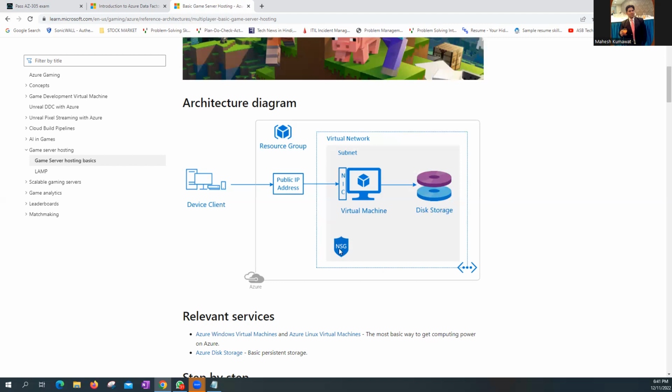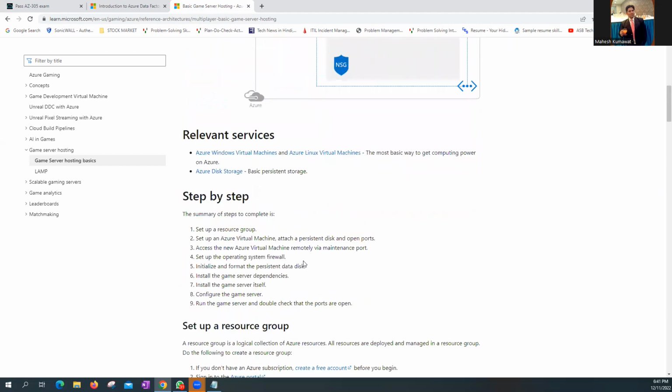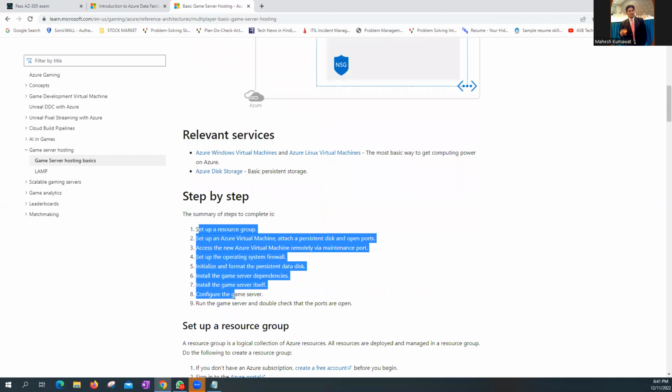Okay, and you are going to create some NSGs, network security groups, to decide which traffic is allowed and which traffic is denied, and then the resource group. It's all part of one resource group. So this is a very simple architecture diagram of the gaming example we're going to discuss, and then we have step by step what you're going to be creating.